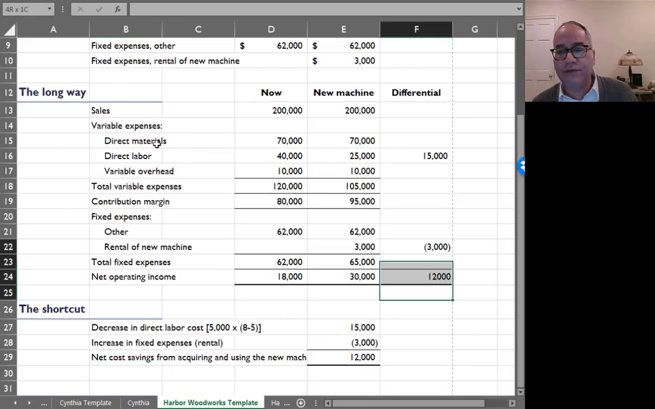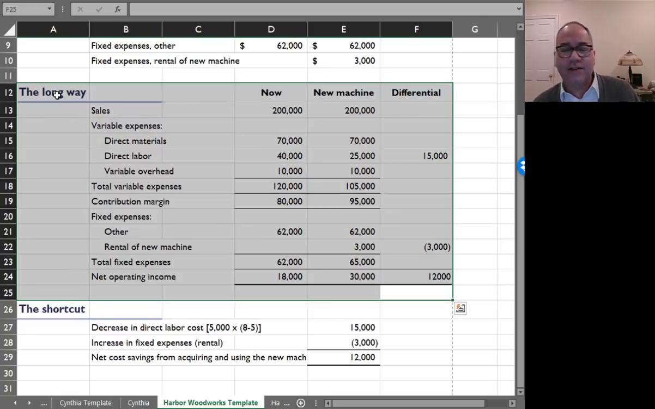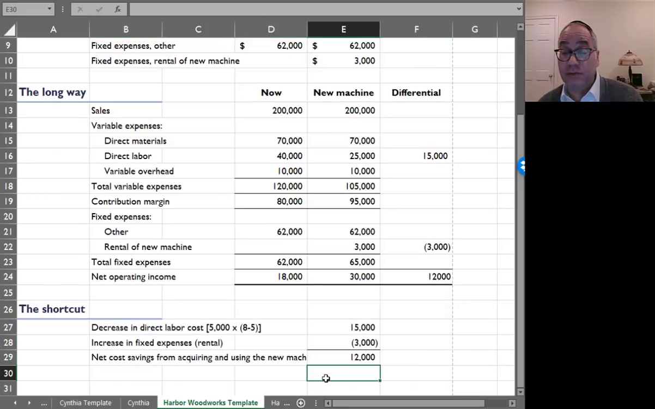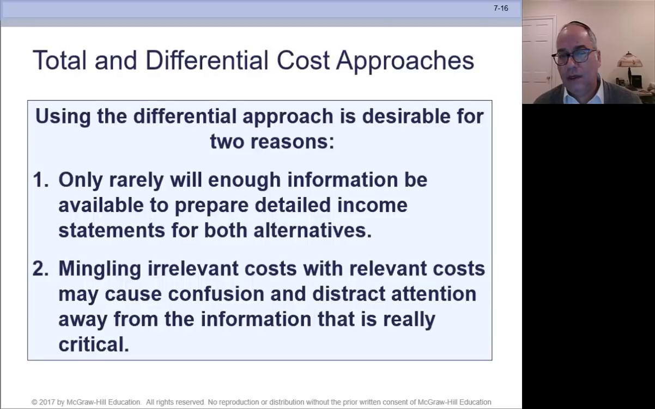So you can do this the long way if you want. I happen to like the long way because I like going through all the calculations, but you can also do it the short way and just focus on what's going to be different, i.e. the relevant costs. And just one more thing.